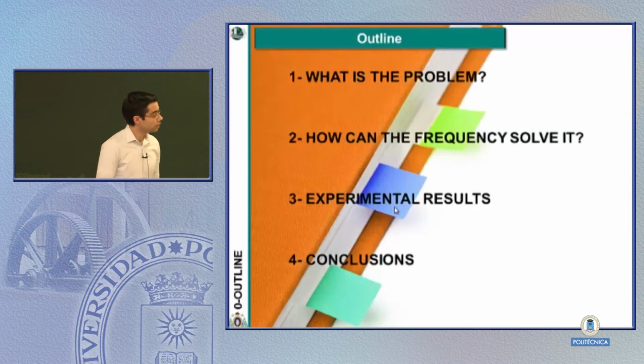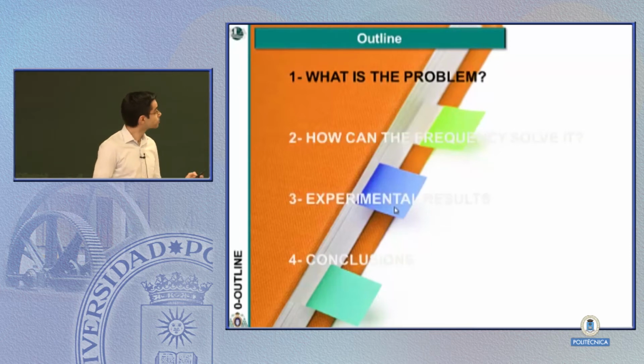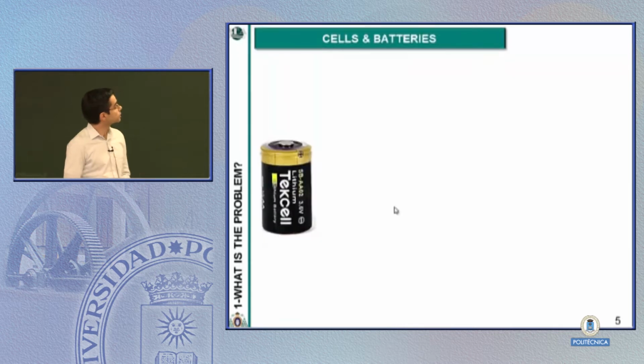For explaining this answer to this question, I'm going to follow this outline. First, I will talk a little bit about the problems that I have with battery cells and batteries. Then I will explain the solution that we are proposing, the experimental results as a proof of the concept that we are proposing here, and finally the conclusions. Okay, let's have a look at the problem.